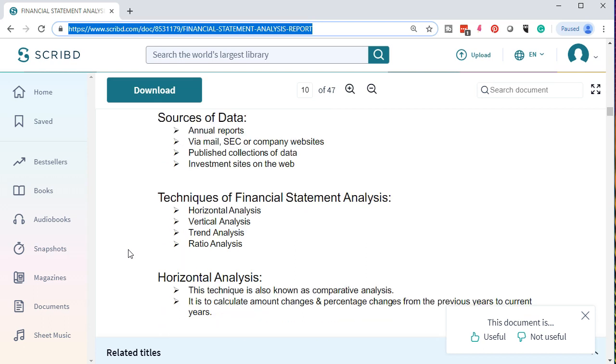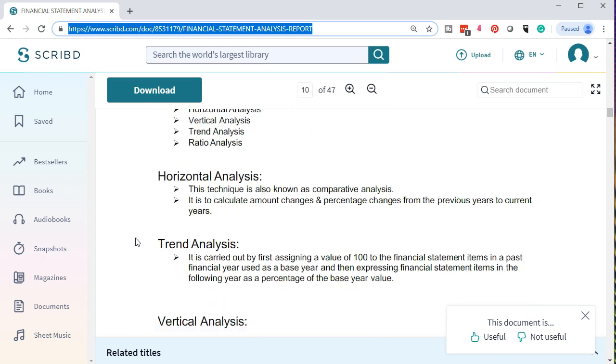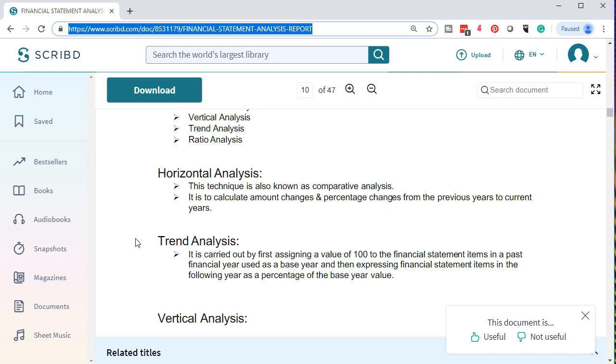Techniques of financial statement analysis: we have horizontal analysis, vertical analysis, trend analysis, and ratio analysis. Those are our standard types of analysis that we have in the report here. Horizontal analysis, this technique is also called comparative analysis. We're comparing year over year or period over period. It calculates the amount of change and percent changes from the previous years to current years.